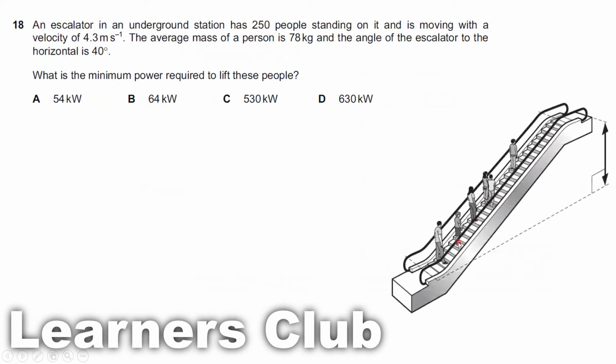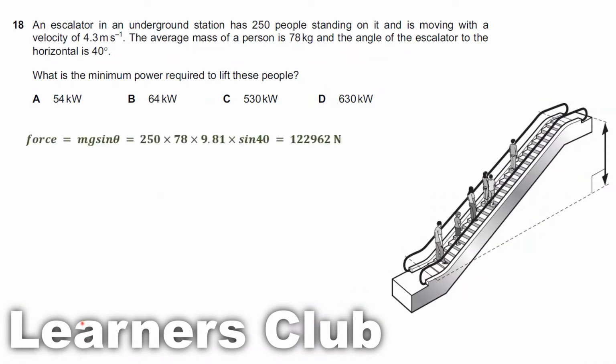So you can observe there is an escalator. The angle the escalator is slanted to the horizontal is 40 degrees. It's moving with a constant velocity of 4.3 meters per second. The average mass of one person is considered to be 78 kg, but there are 250 people traveling on it. What is the minimum power required to lift these people? So we need to find the minimum power required to lift 250 people in an escalator.